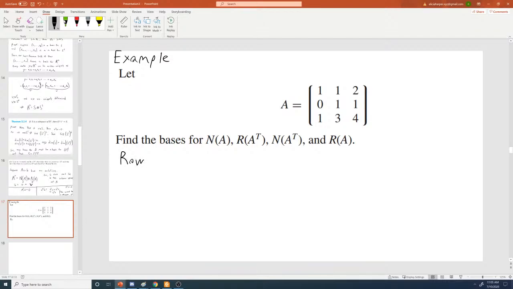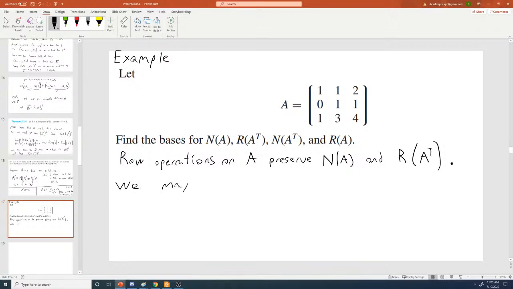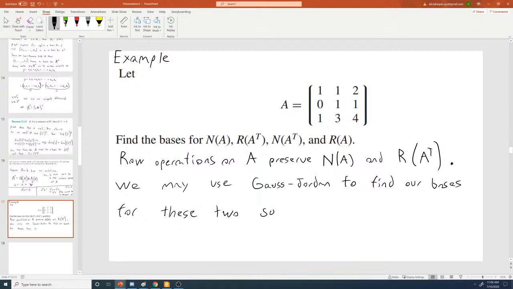Row operations on A preserve the null space of A and the column space of A transpose. So we may use the Gauss-Jordan algorithm to find our bases for these two spaces. So this is going to be the strategy we employ.